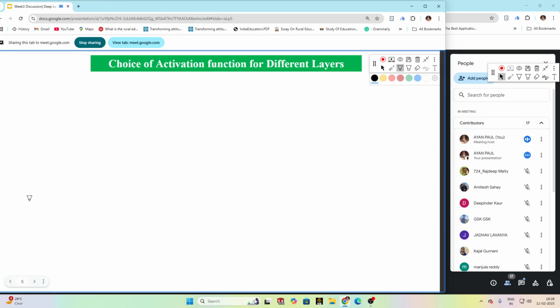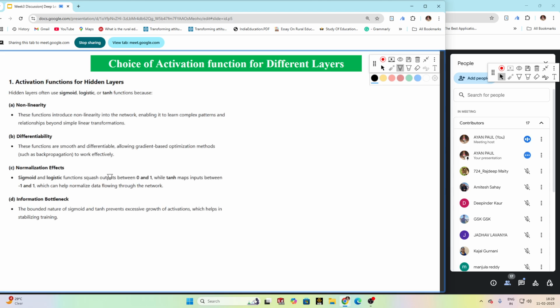This activation is in each neuron of the hidden layer and output layer, not the input layer, because the input we have, we directly put into the neurons. We don't apply any activation function in the input layer, but we use an activation function in the hidden layer or the output layer. Okay, so there are choices of activation function for different layers.